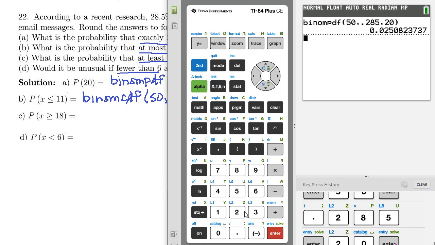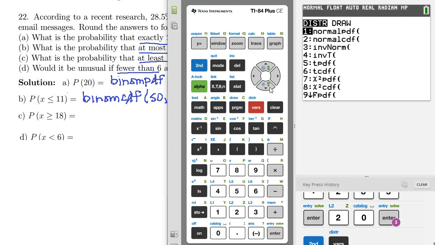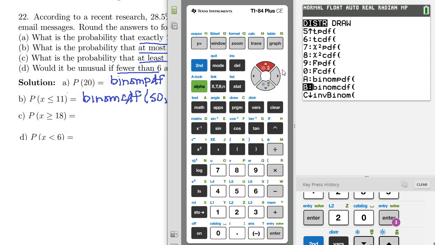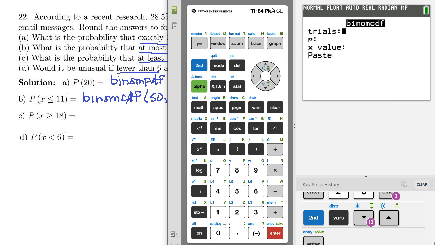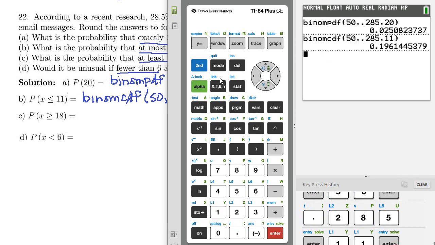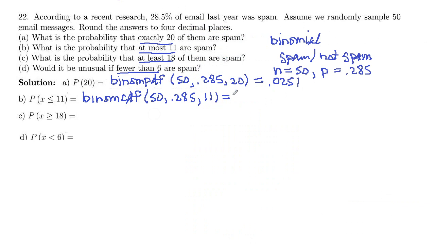Let's go ahead and compute that. Second variables, scroll down to choice B, which is binom CDF. Trials are 50, P 0.285, X is 11. 0.1961.